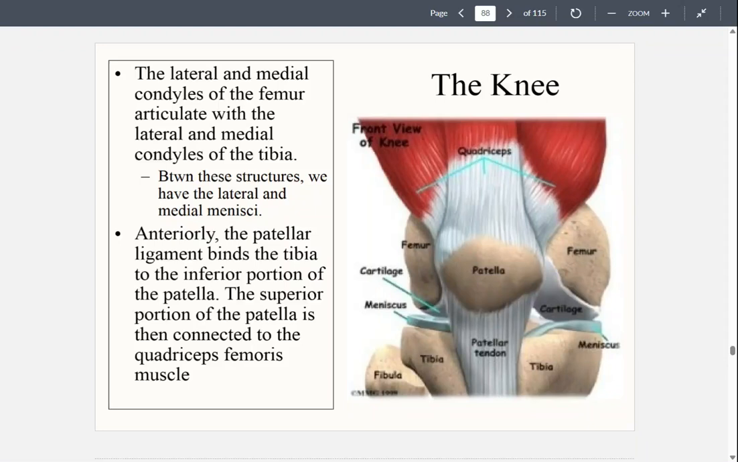Now, this particular image is showing us the lateral and medial condyles of the femur and then connecting to the lateral and medial condyles of the tibia. They're going to have between them medial and lateral menisci, or our little gliding squishy pads to help absorb shock and prevent bone damage.